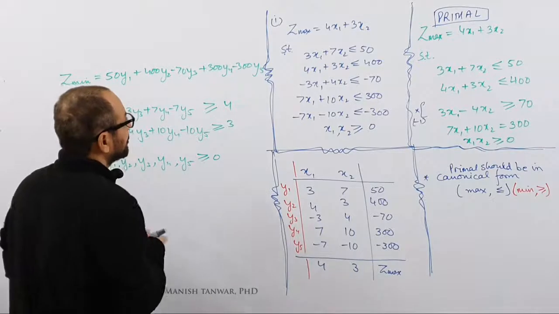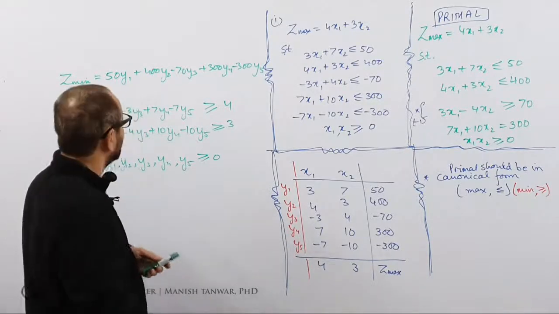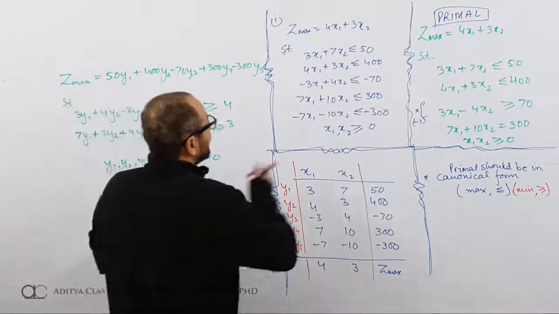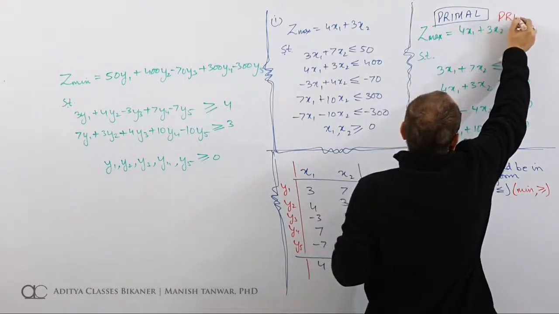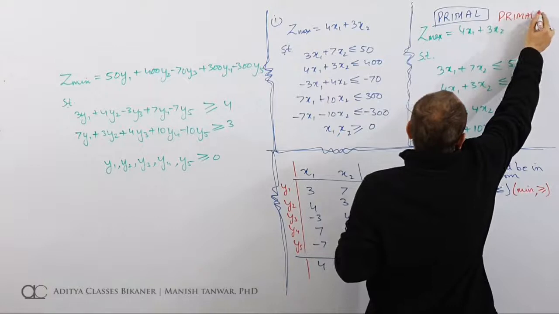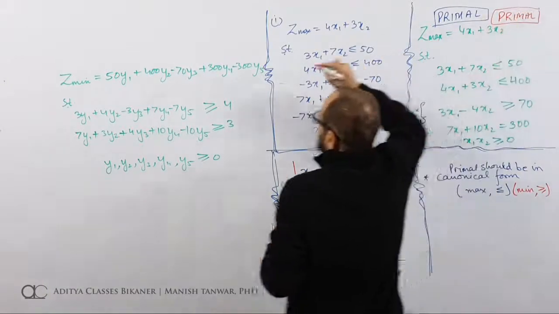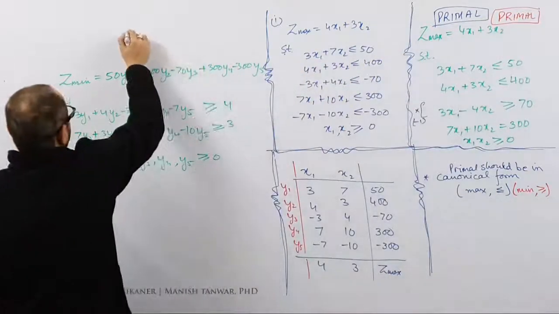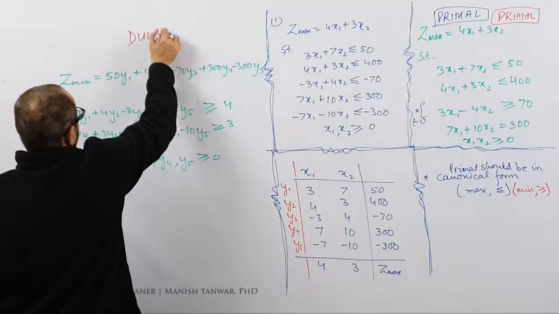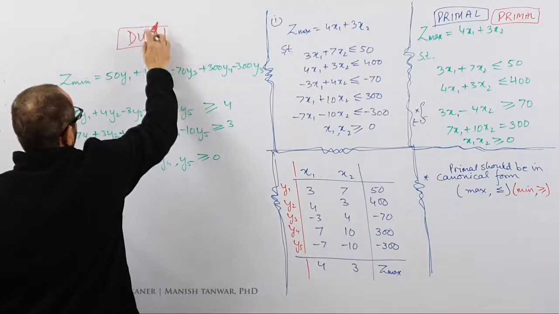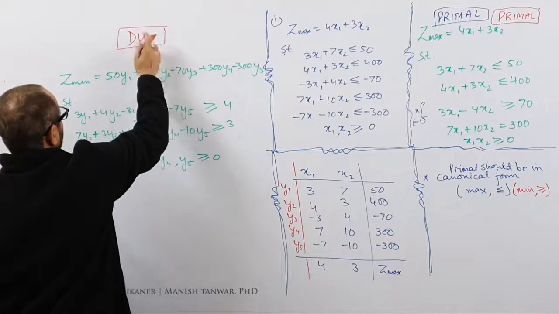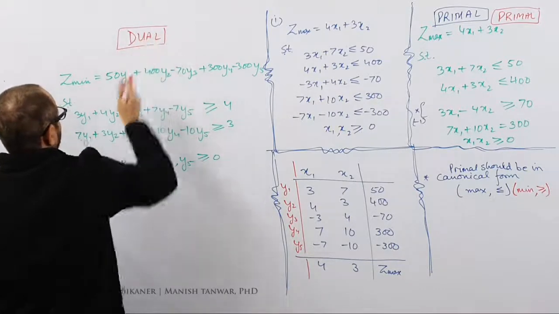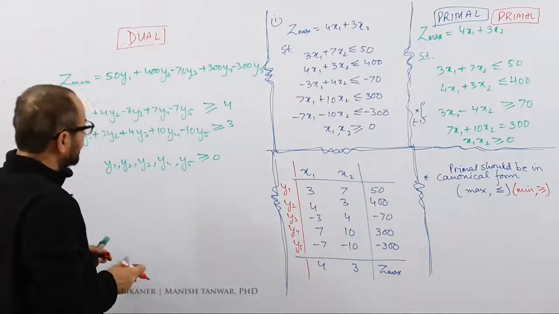This is my dual. Let us make use of this color. This was primal. This is dual of that primal.